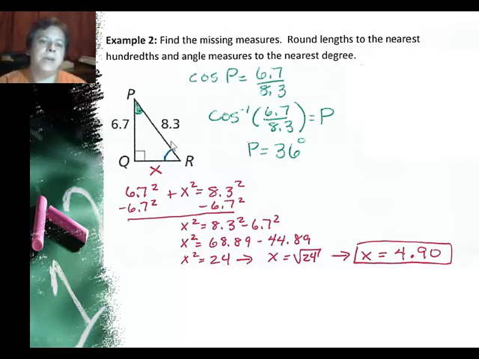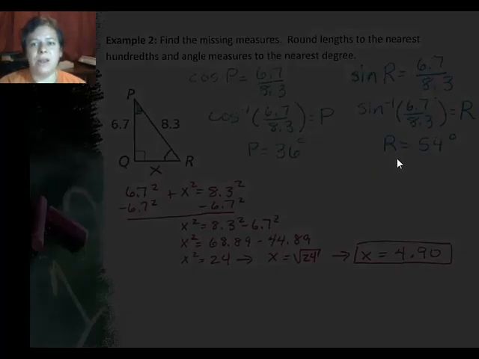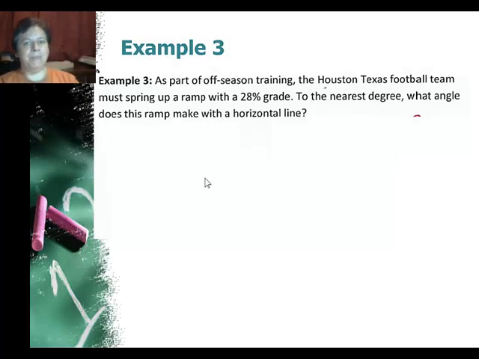Now I'm going to look for angle R. For angle R, I know the hypotenuse, and I know the opposite side, opposite that angle. So opposite and hypotenuse, that is the sine function. So I can say sine of angle R is 6.7 over 8.3. Use the inverse trigonometric function to go back and find the angle, and I find it's 54 degrees.